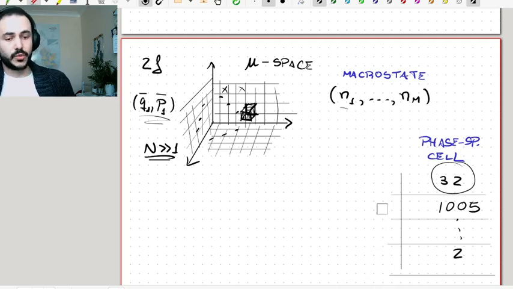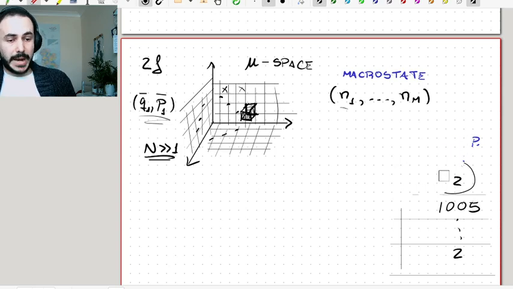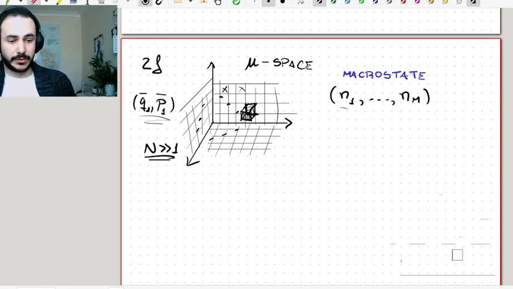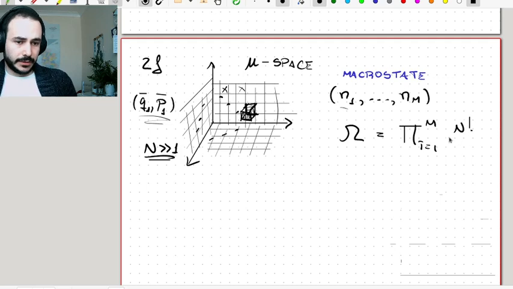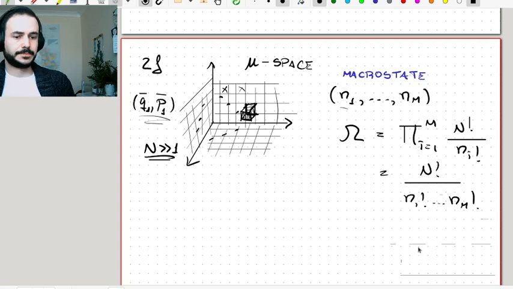That's one possible way of making a macrostate, and we used that. In particular, we calculated how many different microstates are compatible with a given macrostate specification like this. We counted them, and established that this specific macrostate has statistical weight equal to the product from 1 to capital M of N factorial divided by ni factorial, which we wrote explicitly like this: n1 factorial up to nm factorial.